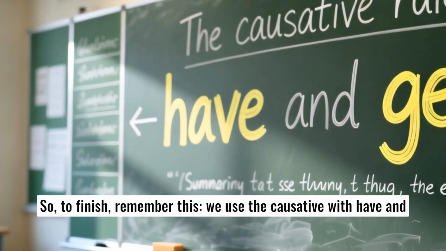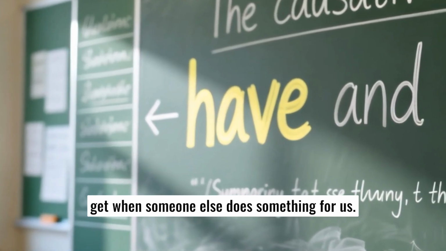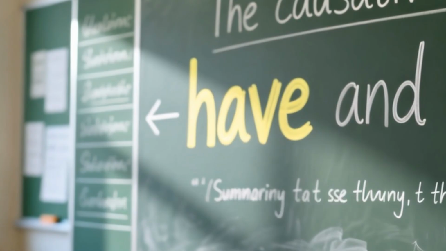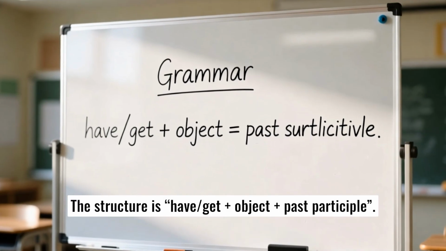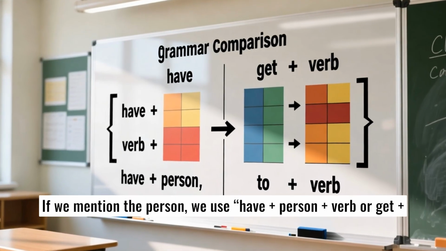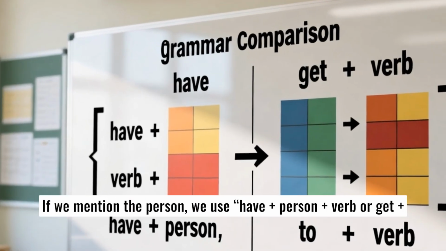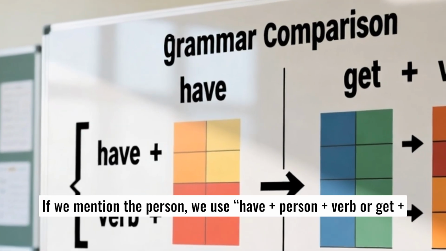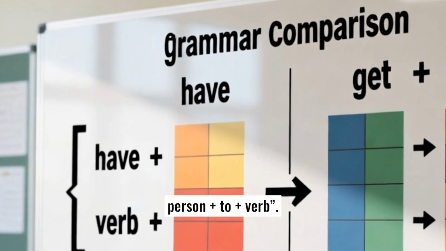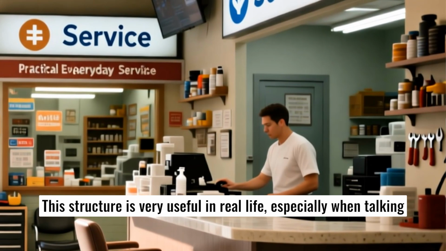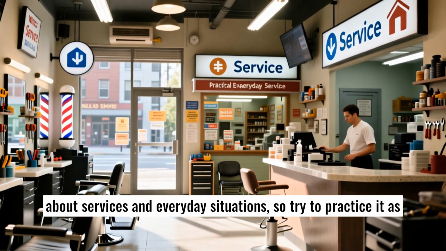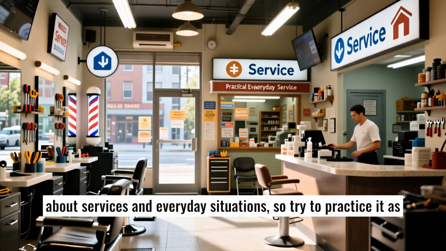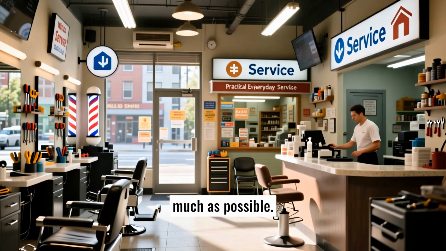We use the causative with have and get when someone else does something for us. The structure is have or get plus object plus past participle. If we mention the person, we use have plus person plus verb or get plus person plus to plus verb. This structure is very useful in real life, especially when talking about services and everyday situations, so try to practice it as much as possible.